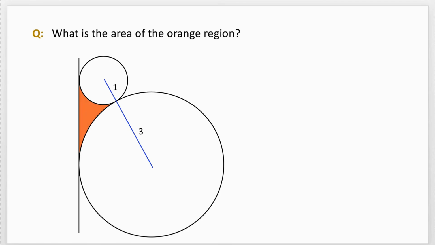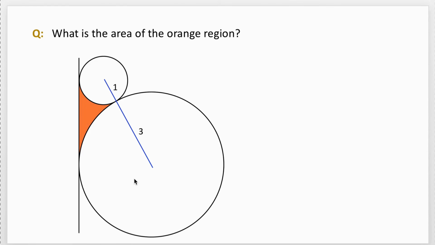Hi, in this figure, the two circles are tangent to each other and to the vertical line. We are going to find the area of the orange region enclosed by the two circles and the vertical line.